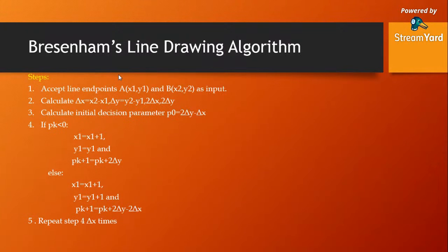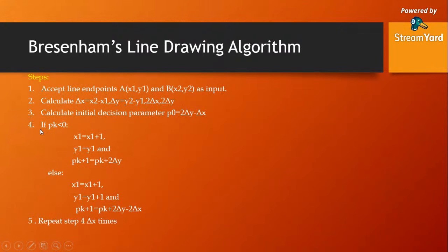First step is you have to accept the line endpoints, that is x1, y1, x2, y2, as the input. After having the endpoints as the input, calculate delta x as x2 minus x1, and delta y as y2 minus y1. Similarly, you have to calculate other parameters, that is 2 delta x and 2 delta y. In the third step, calculate the initial decision parameter, P0 is equal to 2 delta y minus delta x.